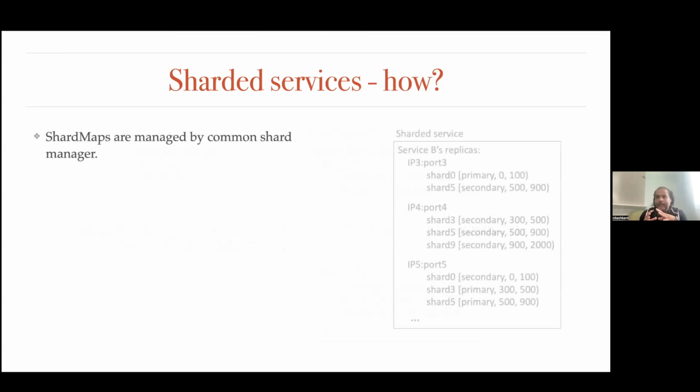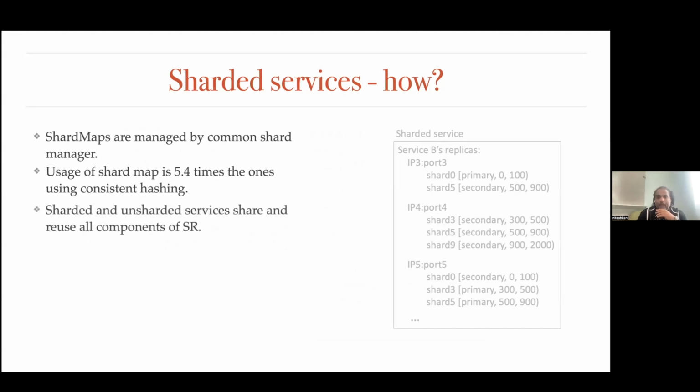On top of it, even that shard map we are talking about is managed by a common shard, so not every service has to figure out their shard management. There is an alternate way of using sharded services, which is consistent hashing, which is used inside Meta, but the shard map is used 5 times more than consistent hashing. And as I was saying, the power of this is that both sharded and unsharded services use everything else that ServiceRouter provides.